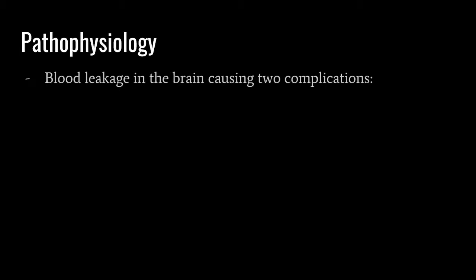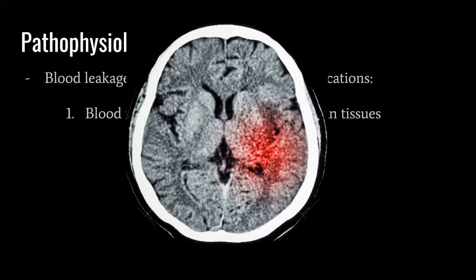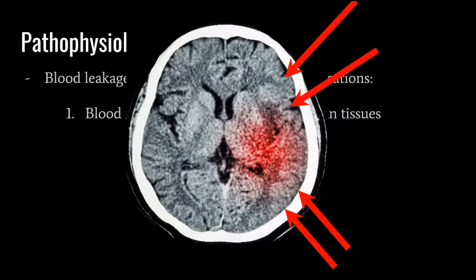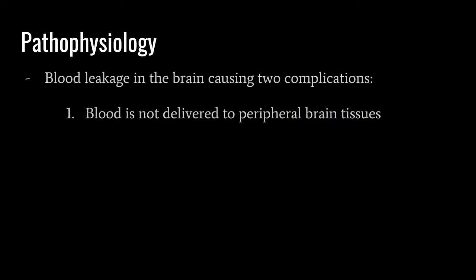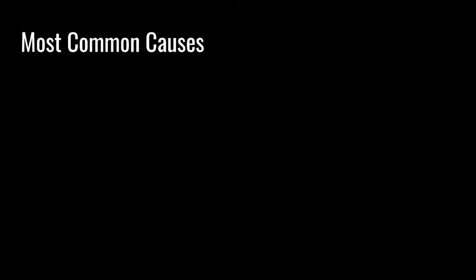Hemorrhagic stroke occurs when blood leaks into the skull cavity, causing two complications. First, blood is lost and there is decreased pressure to deliver blood to the outside or peripheral brain tissues, which limits oxygen and nutrients, causing tissue damage or death. And two, because the skull is a closed system, the addition of blood causes an increased pressure, which may compress the brain.